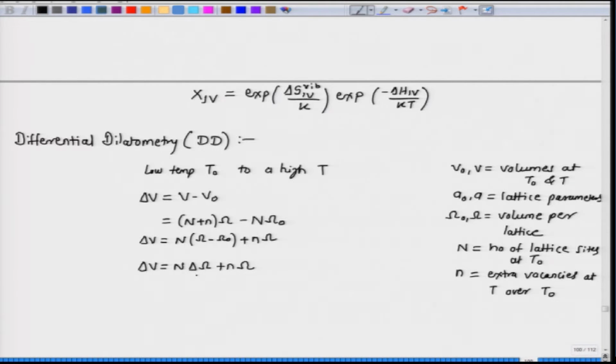So, delta omega is basically the change in volume per lattice site. And as you can understand, this is purely because of thermal expansion.